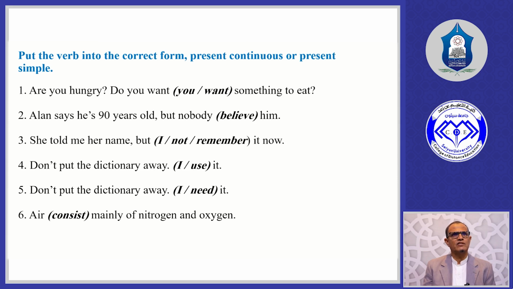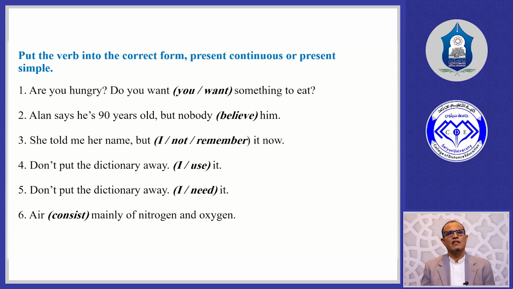Number two, for example, Alan says he's 90 years old, but nobody believes him. We cannot say, but nobody has been believing him, because the verb believe cannot be used with the present perfect continuous. Number three is also the same. She told me her name, but you cannot say, I have not been remembering, but you can say, I don't remember it now.